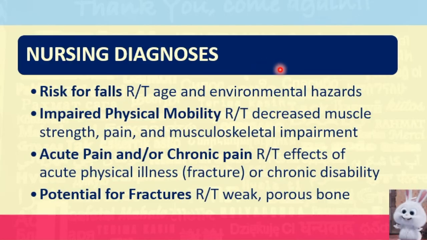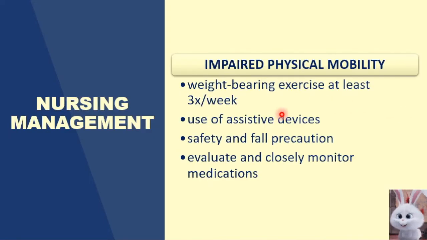Now, what are the possible nursing diagnoses for our patient with osteoporosis? You have risk for falls, impaired physical mobility related to decreased muscle strength, pain, and musculoskeletal impairment. You also have acute pain or chronic pain related to the effects of acute physical illness such as fracture or chronic disability, and the potential for fracture related to weak porous bone. So what are our nursing interventions for each of these? For impaired physical mobility, weight-bearing exercises may be recommended as tolerated by the condition of your patient, at least 3 times a week. Use of assistive devices is recommended. Safety and fall prevention is needed by your patient. You need to evaluate and closely monitor the medications of your patient.